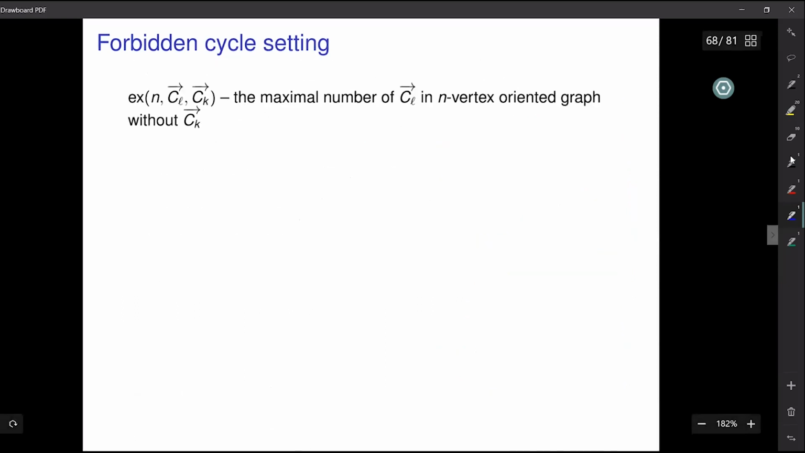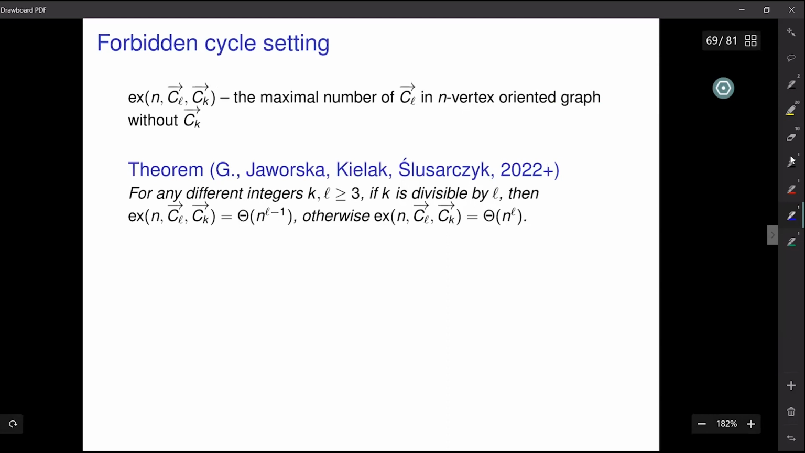For the oriented setting, we can define the same. We define the maximum number of some particular oriented cycle of length L among all n-vertex oriented graphs without a specific cycle of length K. And together with Justyna Jaworska, Bartek Kielak, and Tomek Ślusarczyk, we proved the order of magnitude in all cases. So the second case is easy when K is not divisible by L. So the forbidden cycle does not appear in the blow up of the cycle that we want to maximize. Then the maximum order can be achieved, of course, by taking a blow up of the cycle that we want to maximize.